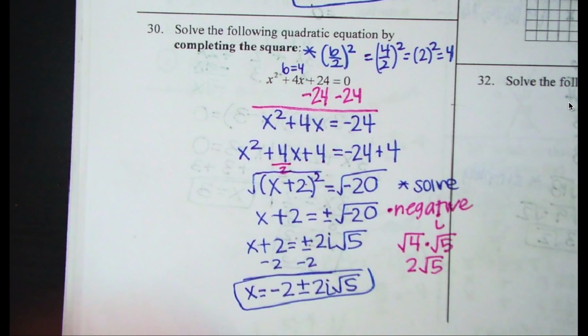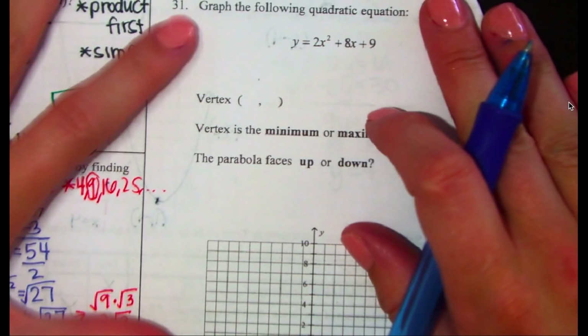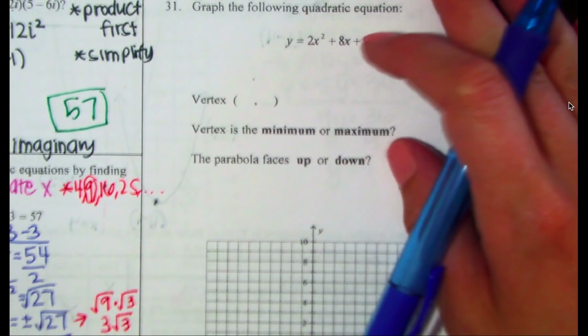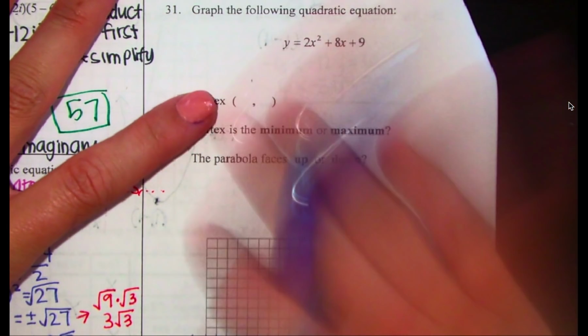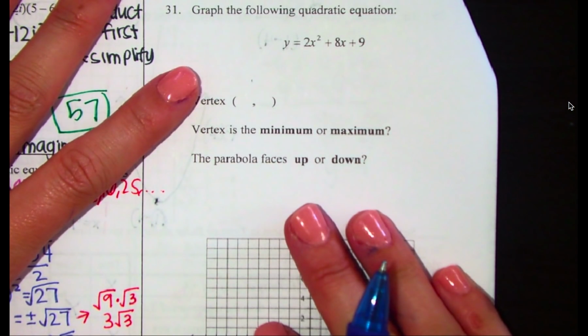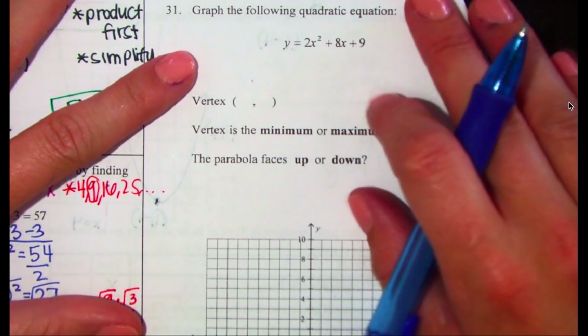We're so close. Only a couple more problems. Number 31, I'm going to graph. So this is going to be quite a bit of steps, quite a bit of work, and this is going to be something that we've got to know for our exam pretty well by this point.